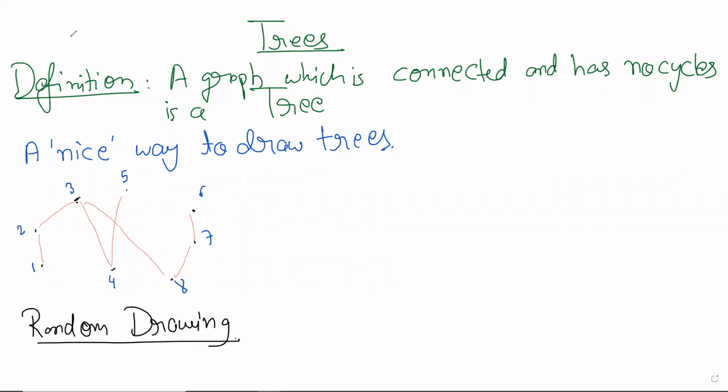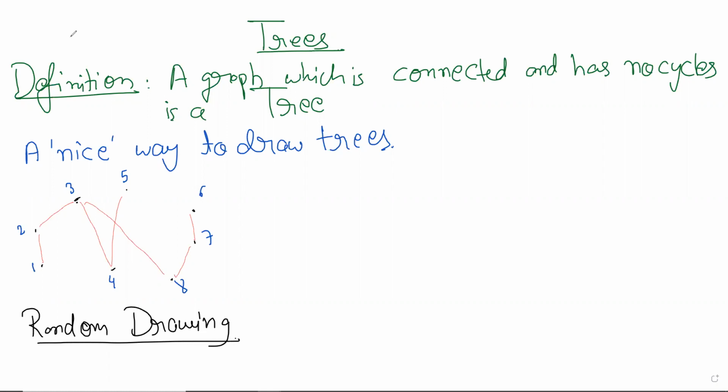There is no cycle, number one. So you have to check two things: no cycles, and the second is that it should be connected. We are just trying to get hands-on experience with trees and such. That's all it is. There's nothing new I'm saying here.